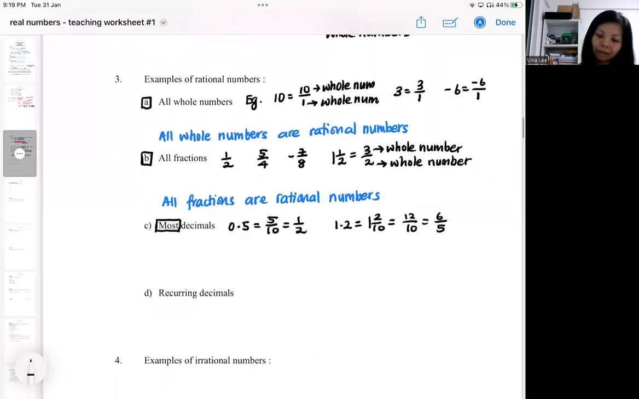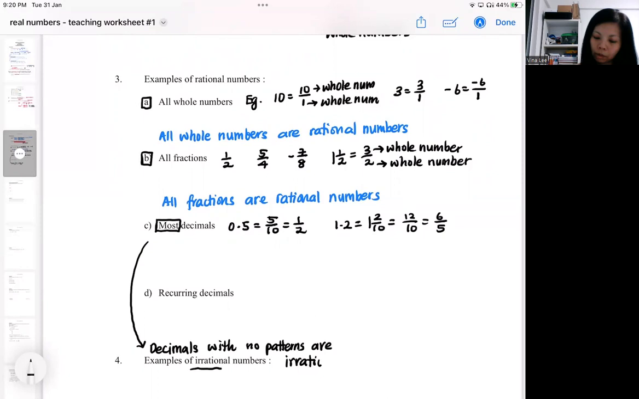So which kind of decimal are not? There is a special kind. Decimals with no pattern are irrational numbers. So decimals with no patterns will be considered irrational. Later on we'll come to this part where it is irrational.